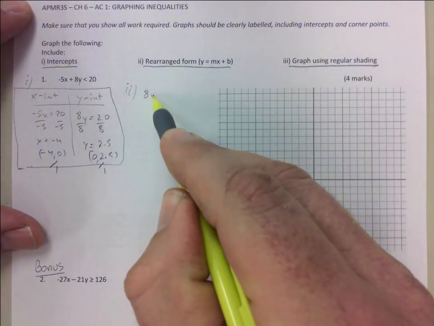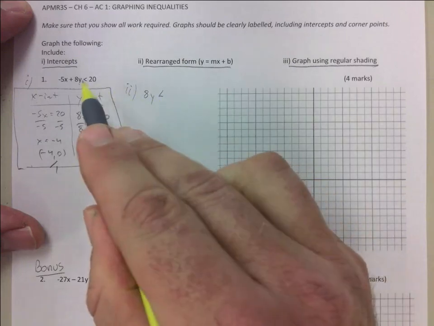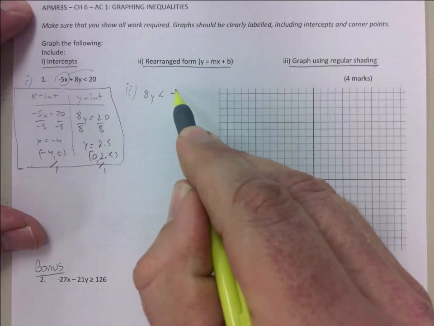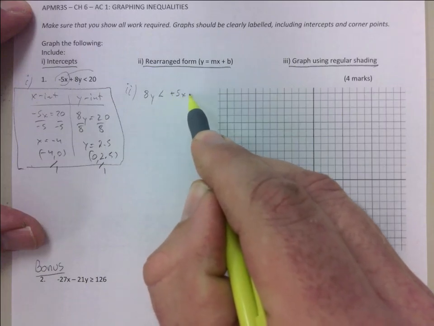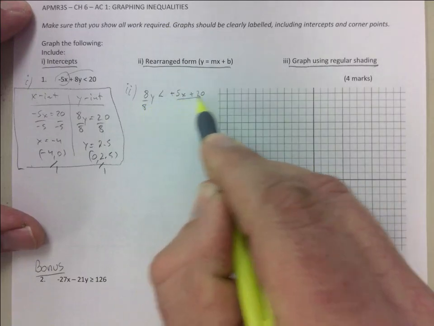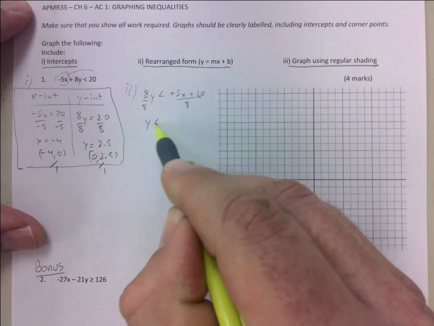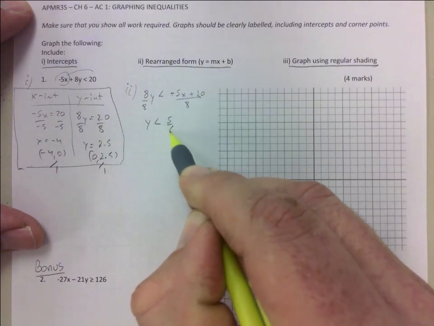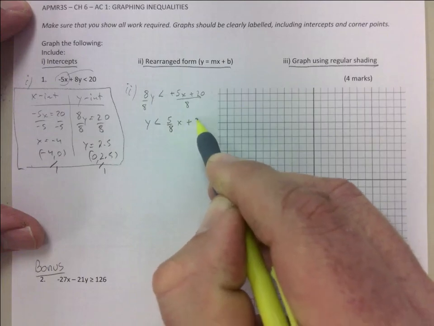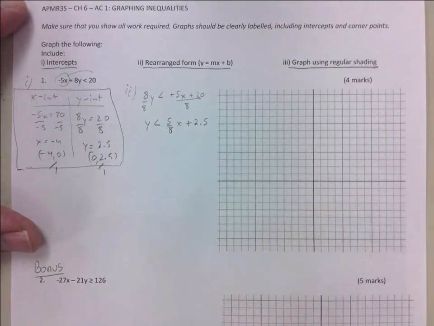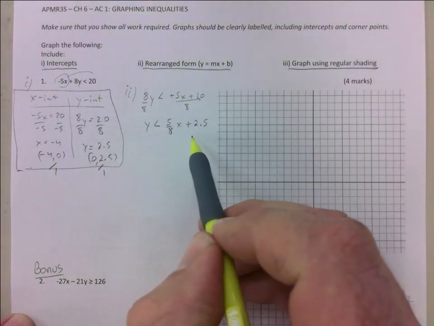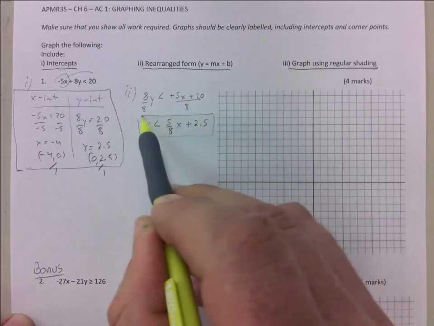So I'm going to start with y is less than. The 5x comes over, right? So it's going to be positive 5x plus the 20 that's already there. Last step is to divide both sides by 8. Nothing happens to the inequality symbol because I'm not dividing by a negative. Here it's up to you. Because it's a finite decimal, that is fine to do this. So I'll give you a mark for this part right here.